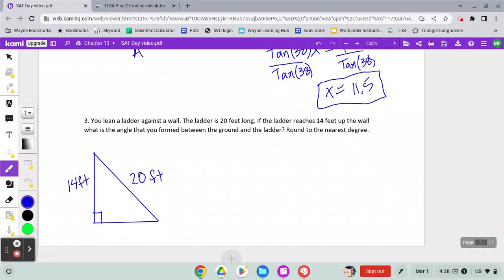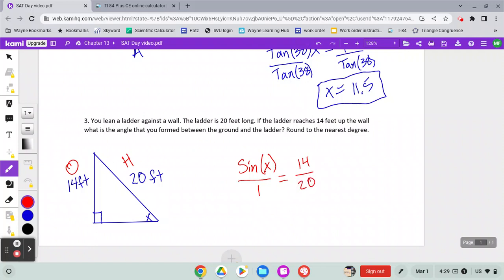So 14 feet. Okay, now I want to know what is the angle that you formed between the ground and the ladder. So my ladder is over here on the right. My ground is at the bottom. This is my angle, that x. Compared to that angle we're trying to find, our 14 is O, our 20 is our H, so OH, so sine. So we write sine. Now what is the angle? The angle is x. I don't know what the angle is. I'm trying to figure that out. So I say my angle x equals O over H, so 14 over 20.